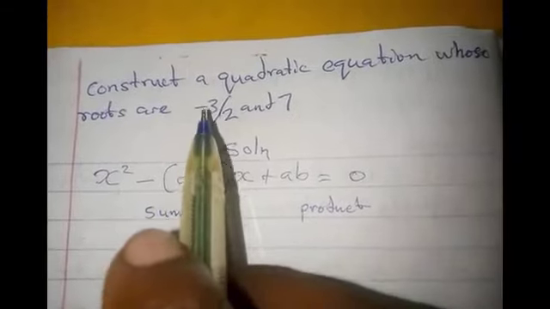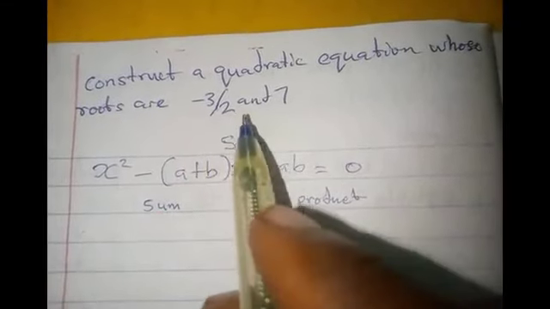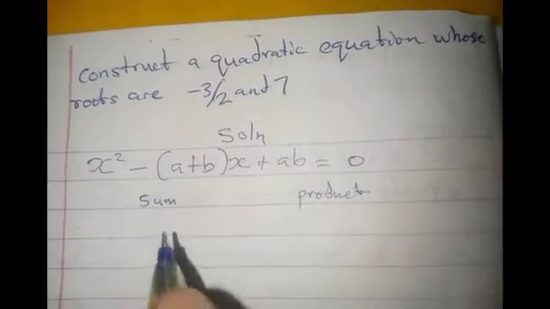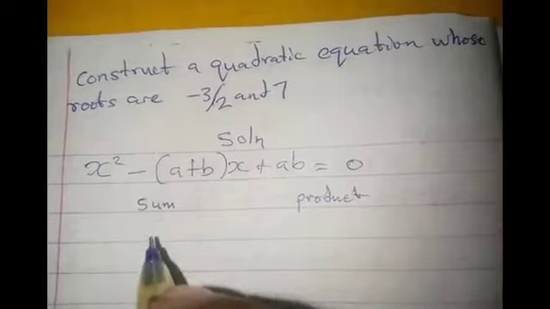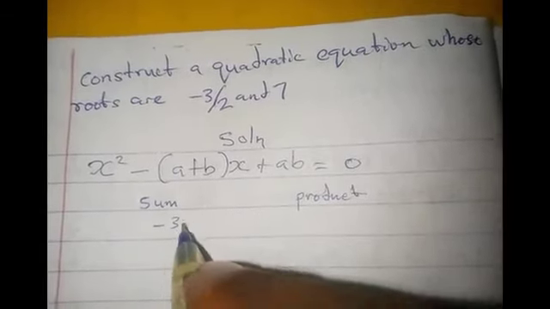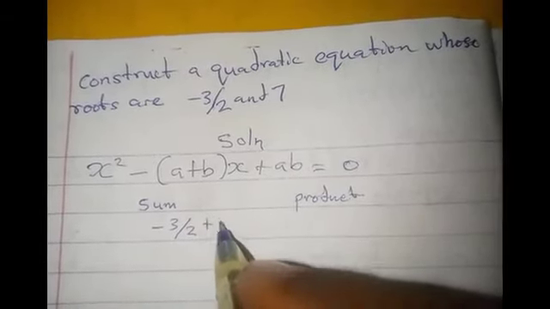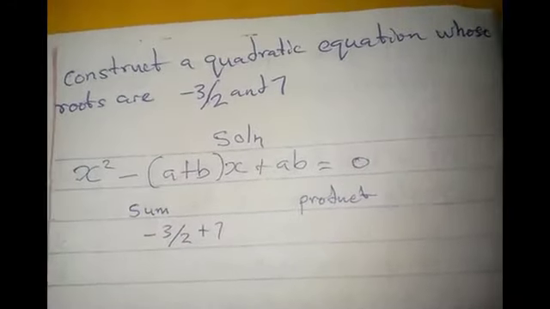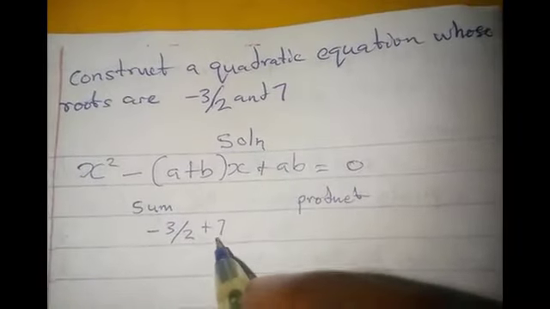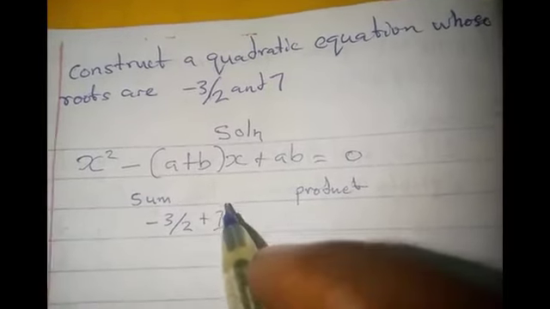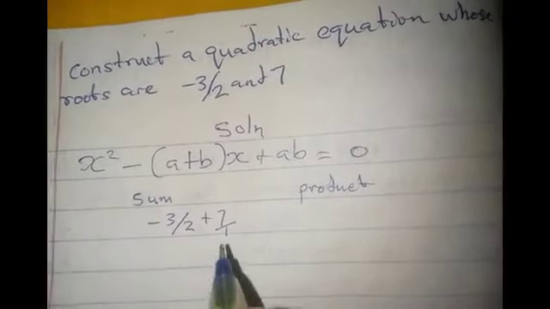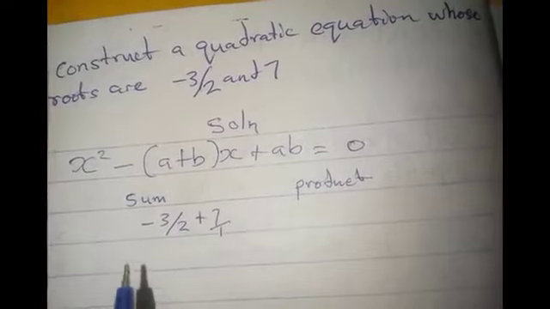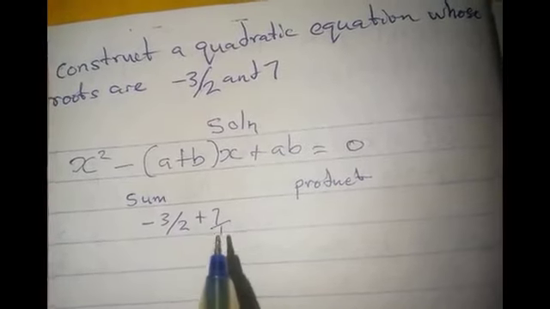So we are given minus 3 over 2, and we're given 7. So let's find the sum of minus 3 over 2 plus 7. How do we go about this? We first of all just make this a fraction, 7 over 1. 7 over 1 still gives us 7, right? So now we have a fraction of minus 3 over 2 plus 7 over 1.